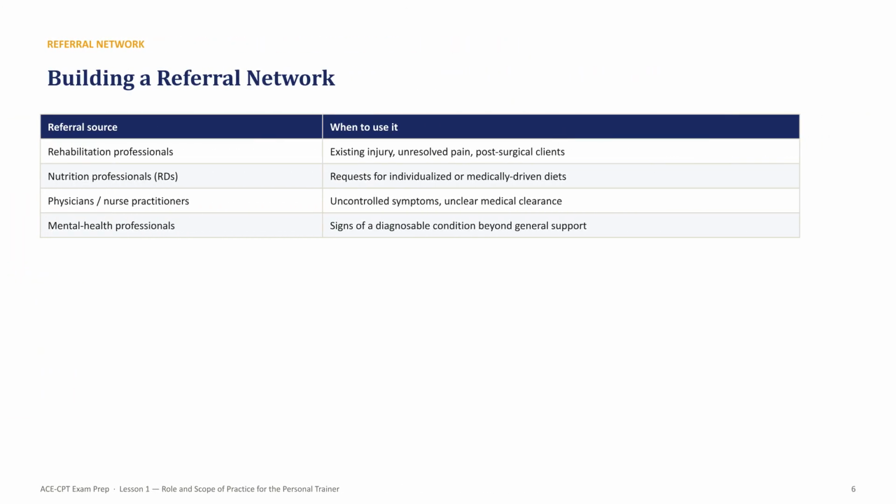So what do you do when a request falls outside your scope? You refer out. That means building a referral network before you actually need one. For rehabilitation professionals, think existing injury, unresolved pain, or post-surgical clients. For nutrition professionals, like registered dietitians, think requests for individualized or medically driven diets. For physicians or nurse practitioners, think uncontrolled symptoms or when medical clearance is unclear. And for mental health professionals, think signs of a diagnosable condition that goes beyond general support and motivation. Build these relationships now, before a client is sitting in front of you needing one.